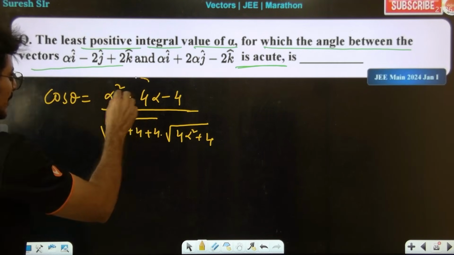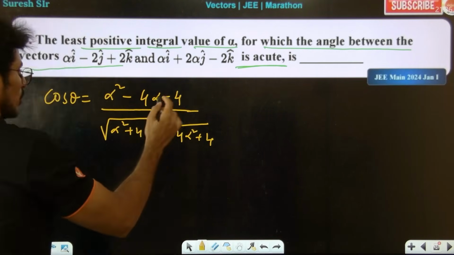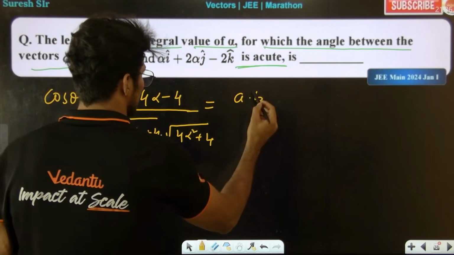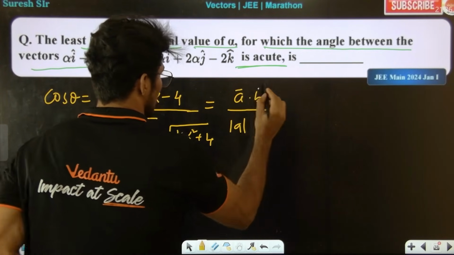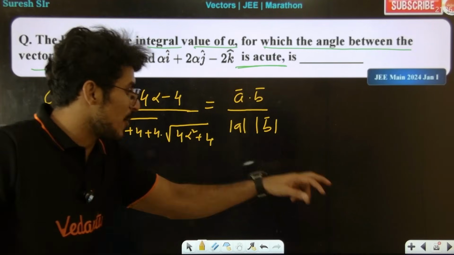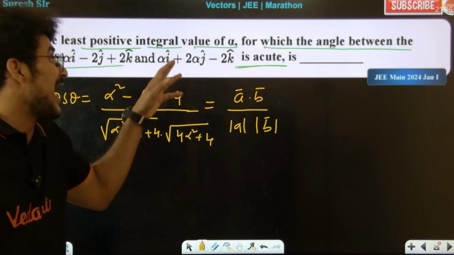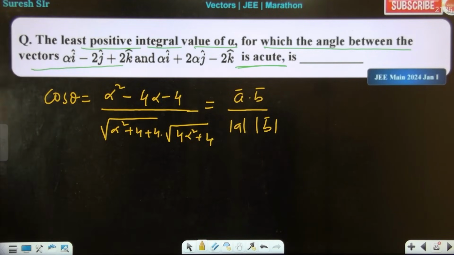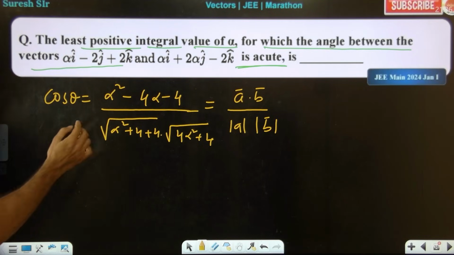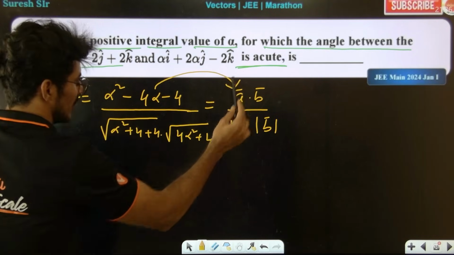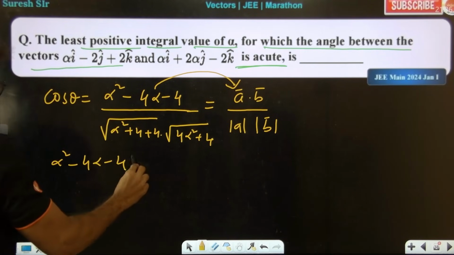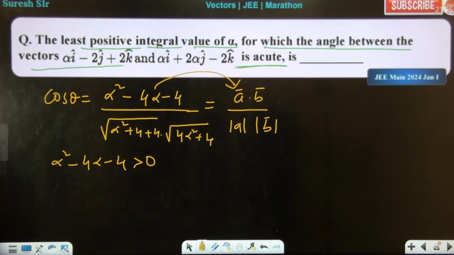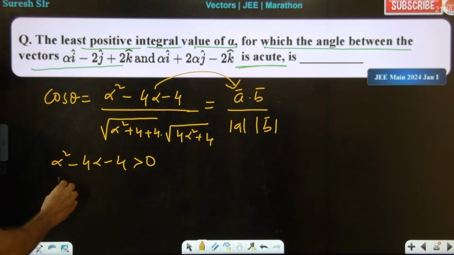What is A dot B? A dot B is A vector dot B vector divided by magnitude of A into magnitude of B. So A dot B positive I get, if the angle between vector A and vector B is acute. So now A dot B positive I am saying. Since A dot B is positive, the numerator is positive. Now I will do one beautiful logic here.